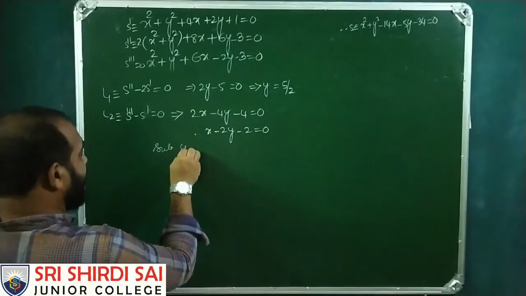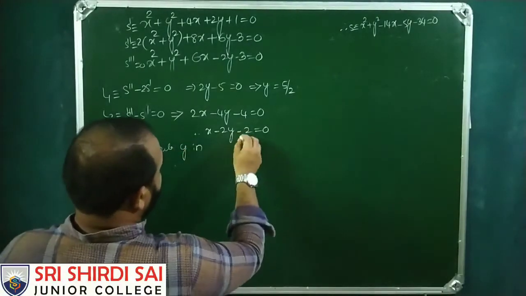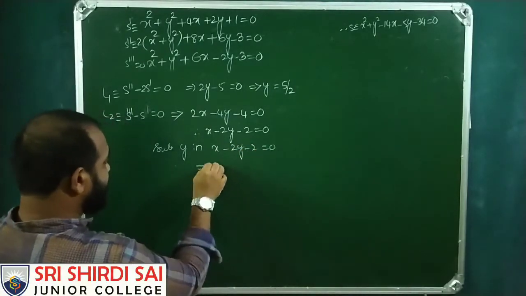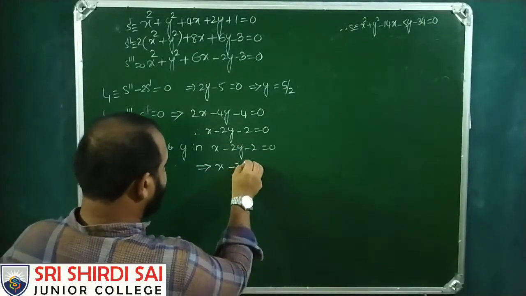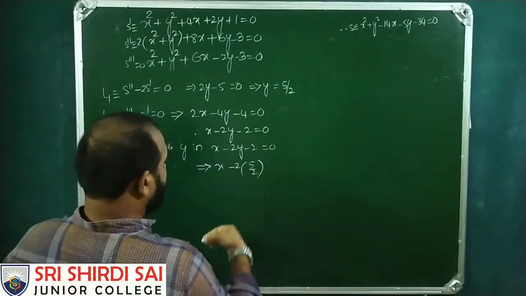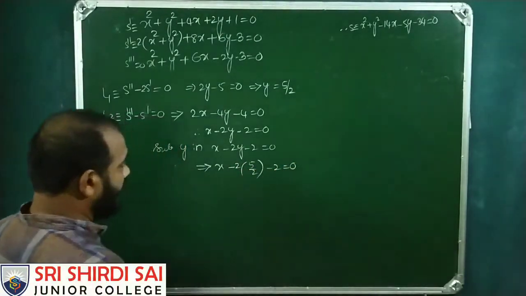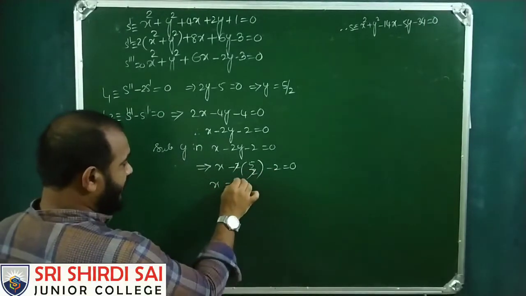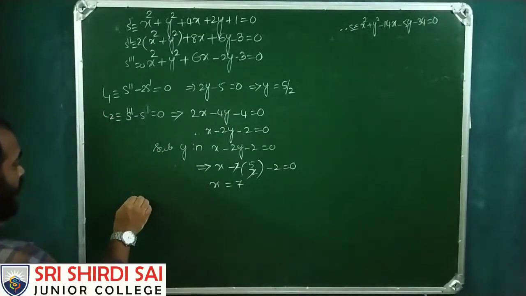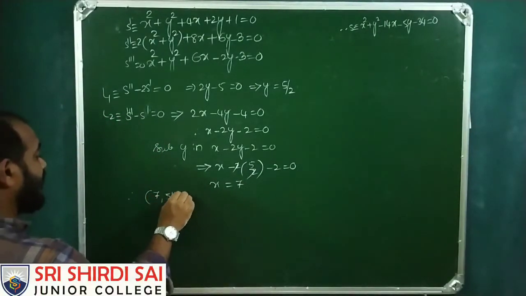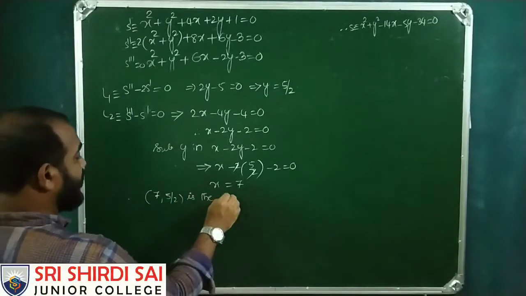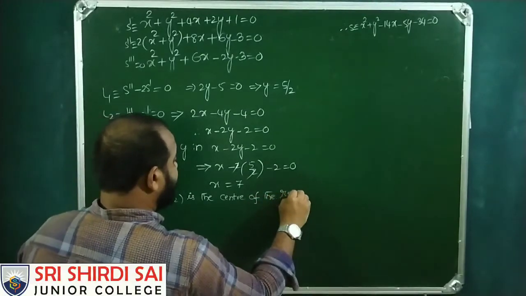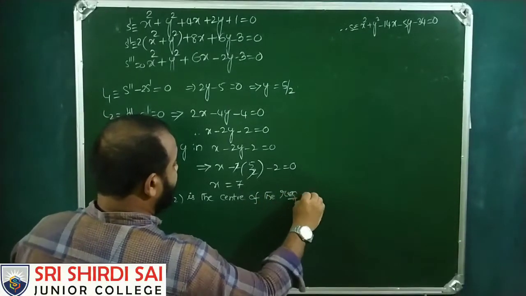Substituting y in x minus 2y minus 2 equals to 0 implies x minus 2 into y value is 5 by 2, minus 2 equals to 0. So 2 gets cancelled. x minus 5 minus 2 is minus 7. Therefore x equals to 7. Therefore 7 comma 5 by 2 is the center of the required circle.